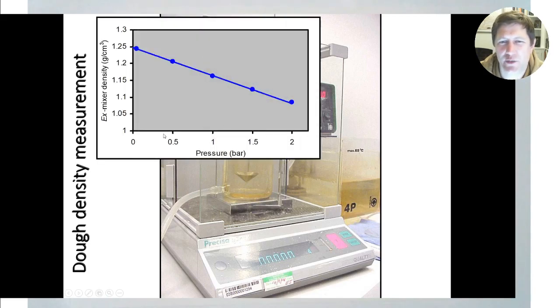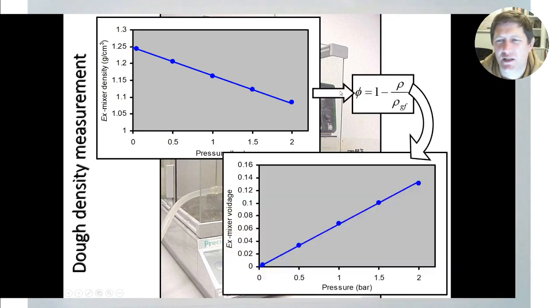And so the objective is we did some experiments at different pressures, and we found the density of the dough once it had come out of the mixer, and then using the density of the dough and the value for the gas-free dough density, that's a piece of dough that had no bubbles in, we could then find out what the voidage of the dough is. Okay, and look at how that changes with some process conditions.